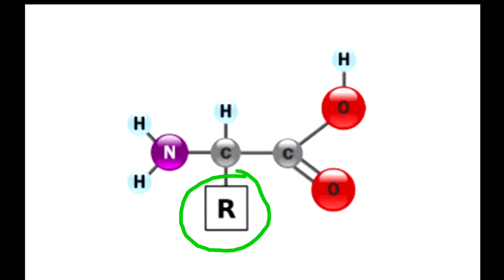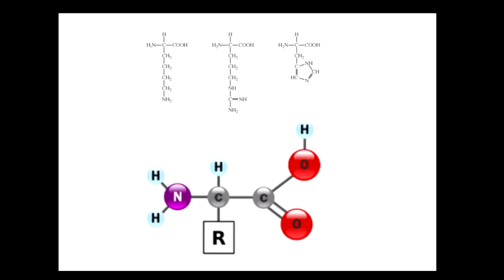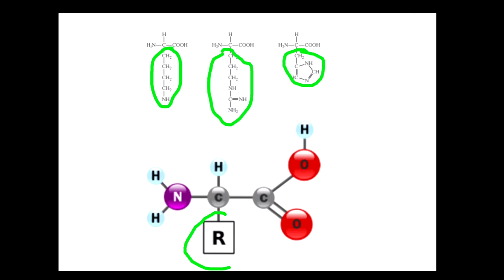Then we have this R. Now most of you are probably wondering what element R is. This R isn't really anything though, it's just a placeholder. So depending on what you put on this R, you get a different amino acid. Here we have lysine, arginine, and histidine. They are all 3 different amino acids because they have different R groups. In lysine, the R group is this. In arginine, it's this. And in histidine, it's this. So this R represents the R group, which will determine which amino acid this is going to be.